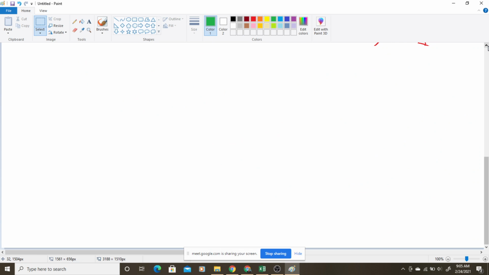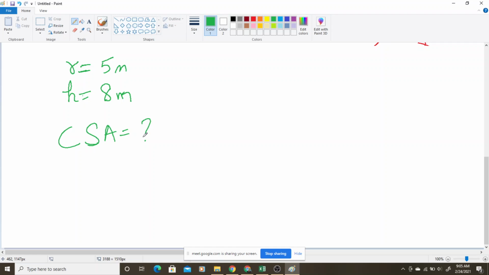Okay, I'm writing one more question here. That's a little simple one. If the radius of a cone is 5 meter and height is 8 meter, what will be its CSA? What will its CSA be? If the radius of a cone is 5 meter and height is 8 meter, what will be its CSA?